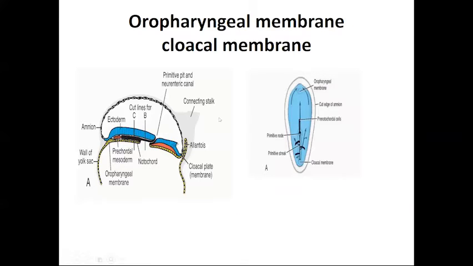Now, if you see in this, that is the oropharyngeal membrane, the cloacal plate, and this is the oropharyngeal membrane. As you can see, the ectoderm and the endoderm are fused together. This again is ectoderm and endoderm fused together.